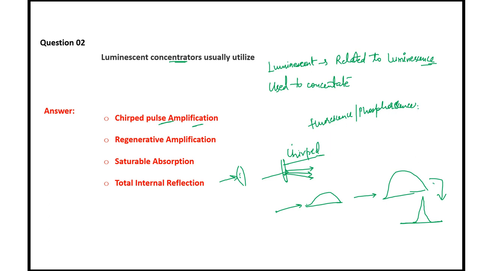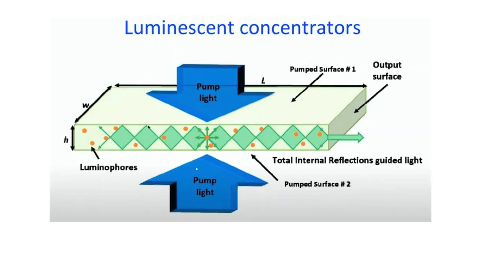These two techniques we had studied in the previous module: regenerative amplification, which involved a series of mirrors from which, through consecutive reflection, we could amplify the signal. Saturable absorption is something which we also studied, where we use dyes as saturable absorbers, and total internal reflection. So now, in order to answer this question, first we'll study what luminescent concentrators are.